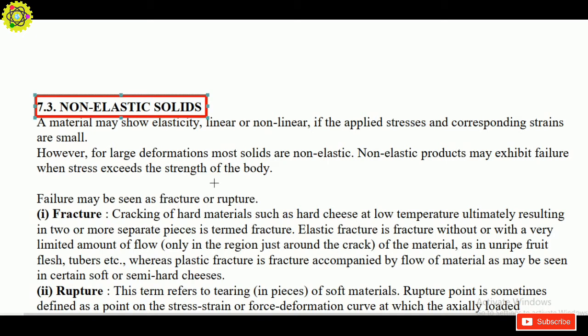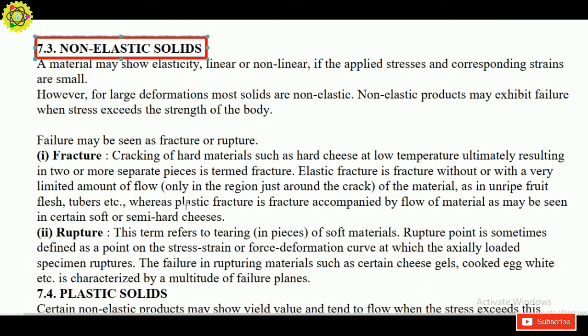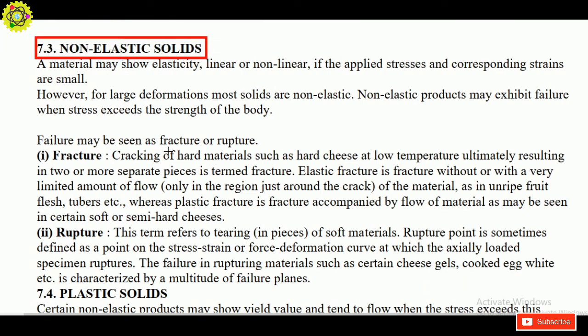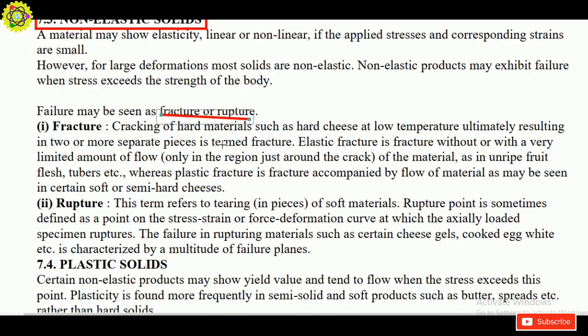Okay friends, for large deformation most solids are non-elastic, and there are some failures when the stress exceeds the strength of the body. There are two most important failures, which are fracture and rupture. These are the most important failures in case of non-elastic solids.